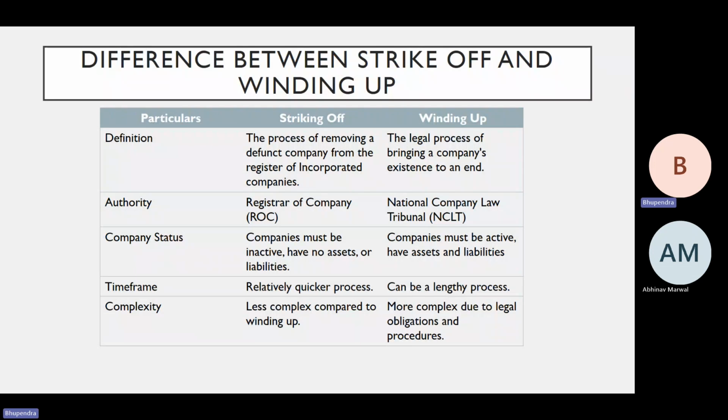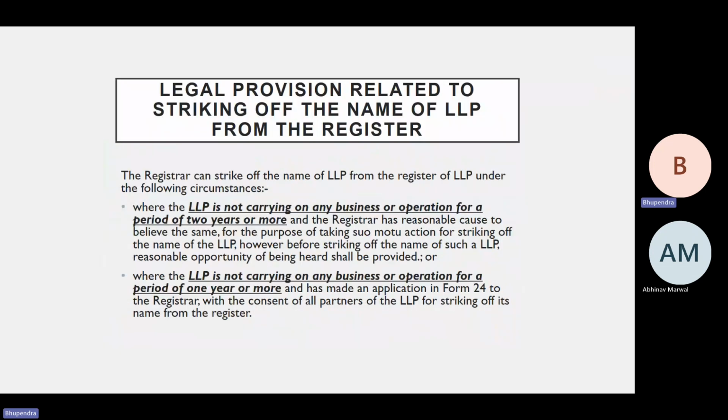Legal provisions related to striking off the name of LLP from the registrar. The registrar can strike off the name of LLP from the registrar of LLP under the following circumstances: when the LLP is not carrying on any business or operation for a period of 2 or more years, and the registrar has a reasonable cause to believe the same, for the purpose of taking suo motu action of striking off the name of the LLP.